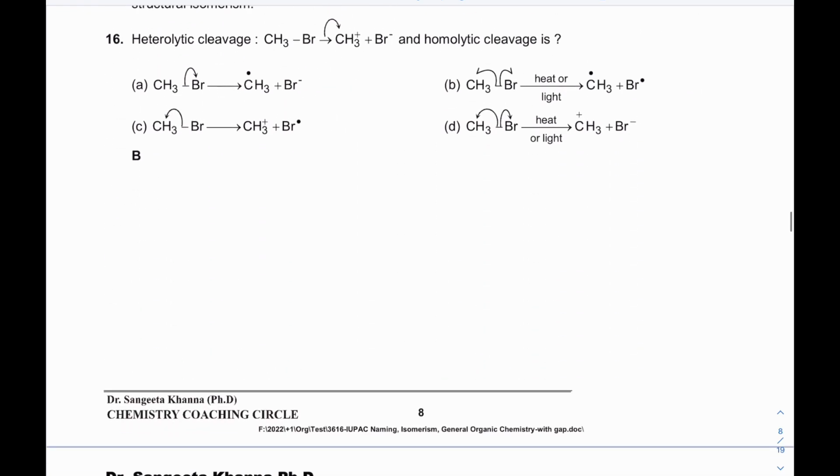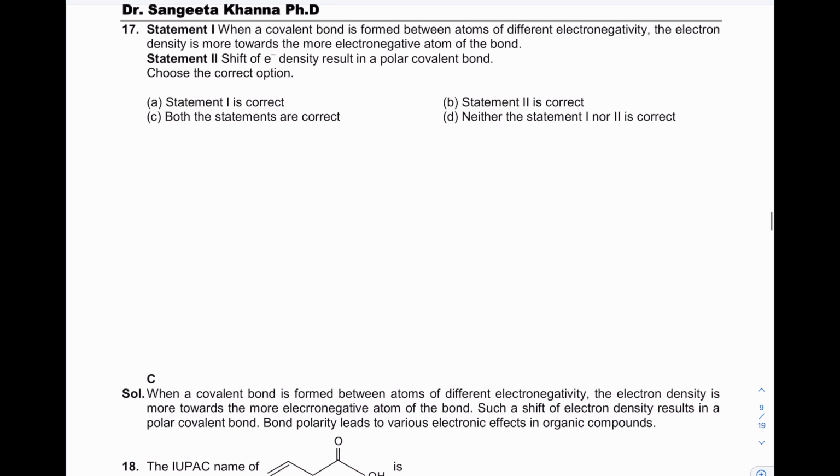Next is heterolytic cleavage. Both the electrons go here. So then homolytic cleavage will be B. Answer is B. Next is when a covalent bond is formed between atoms of different electronegativity, the electron density is more towards the more electronegative atom of the bond. This one is correct. Shift of electron density results in a polar covalent bond. This is also correct. It is because of the inductive effect, so both the statements are correct.